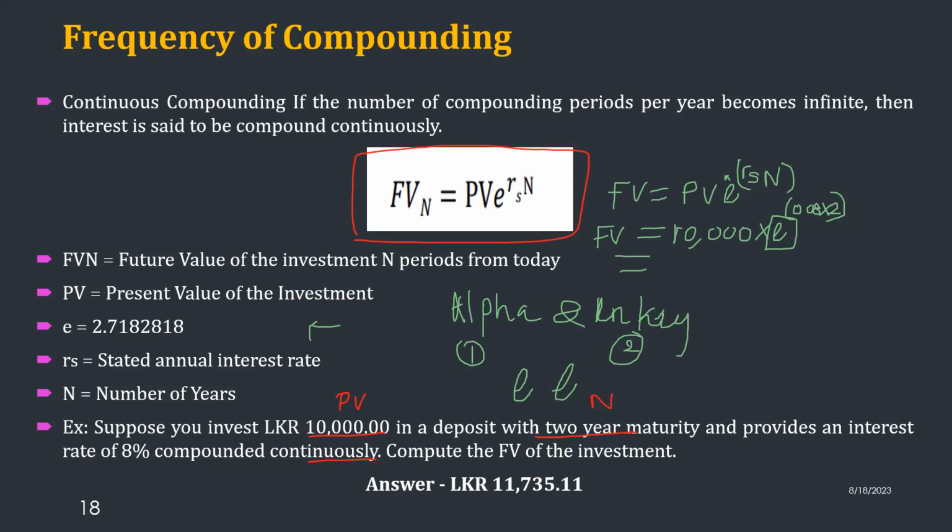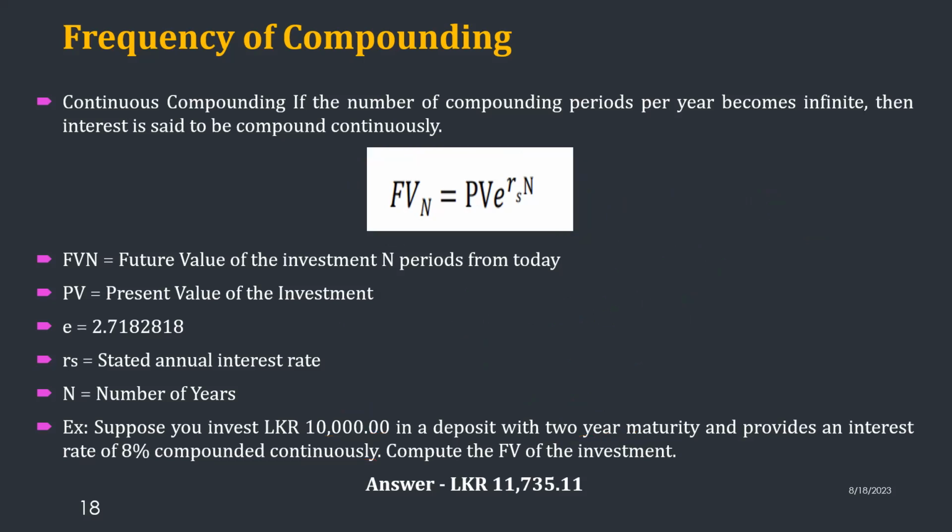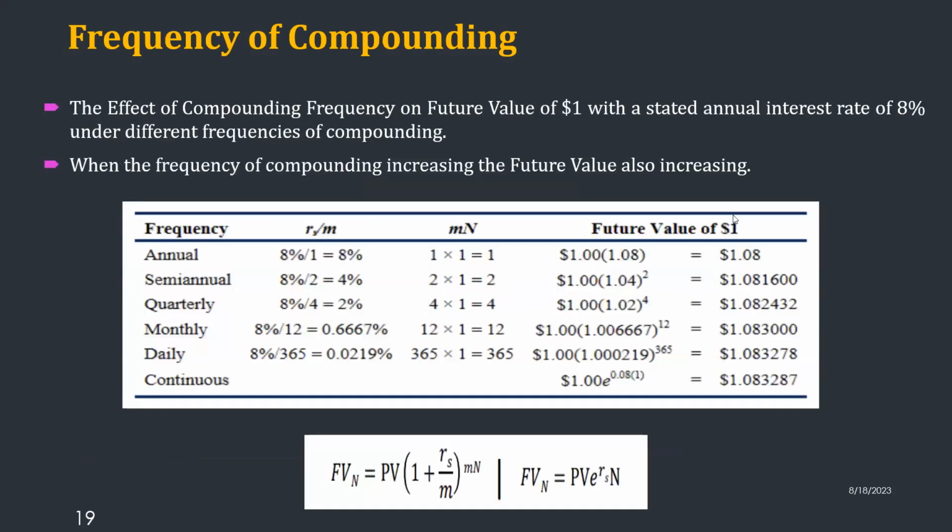After getting that e, you can put the power sign and take this multiplication over the power sign. Then the answer will be 11,735 rupees and 11 cents. So that is the calculation that we use for continuous compounding.